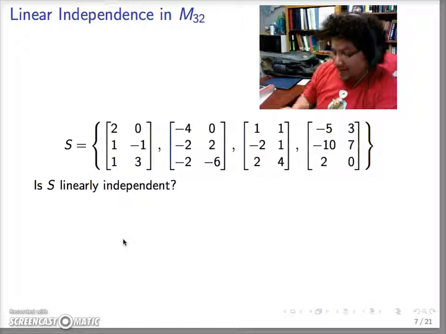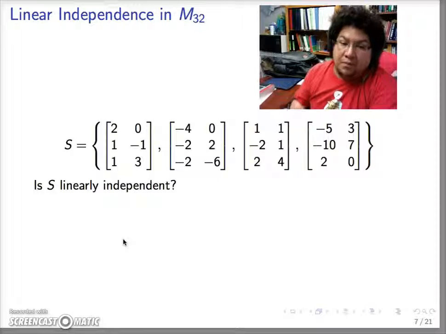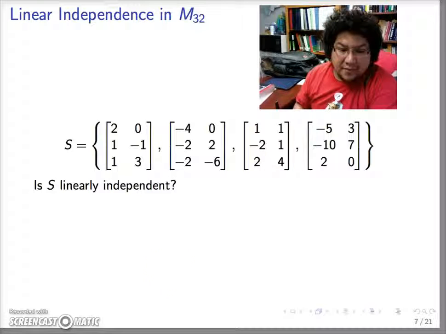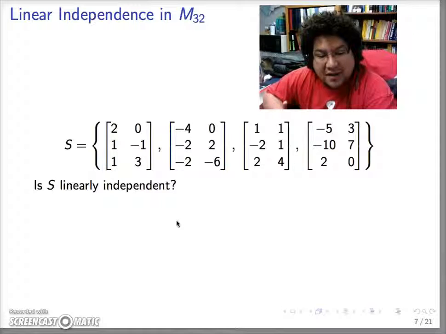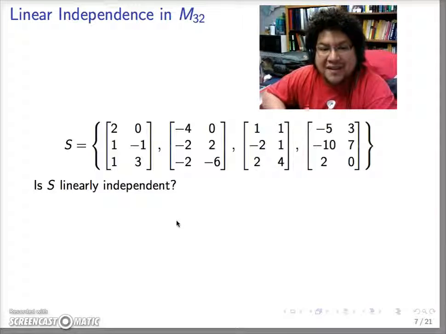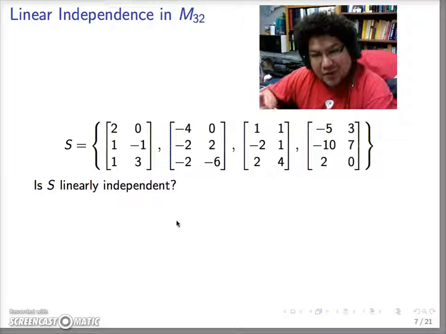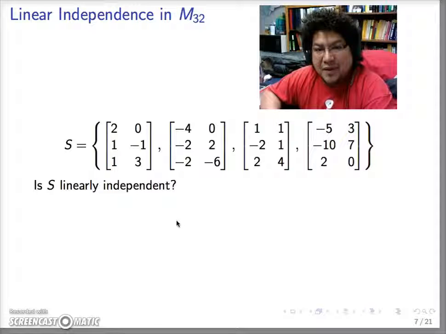So here there is a very concrete example. This is a set with 1, 2, 3, 4 elements. These elements of this vector space are here called vectors in the sense that they are members of a vector space. They're two-dimensional arrays, they're matrices. And so the question is, are these vectors, as members of a vector space, linearly independent? Is this set a linearly independent set?